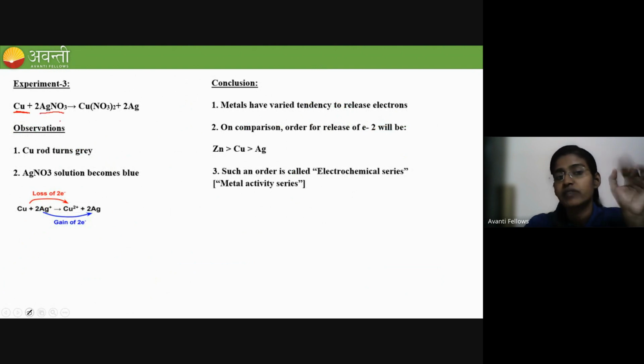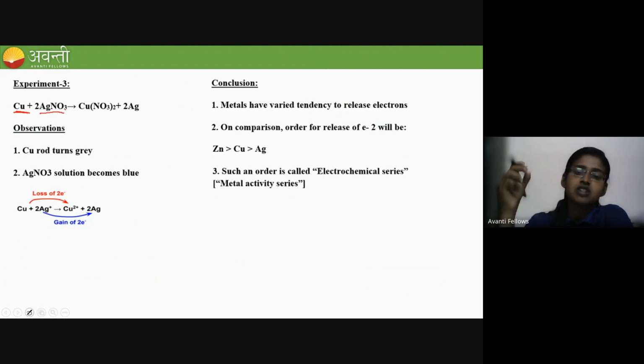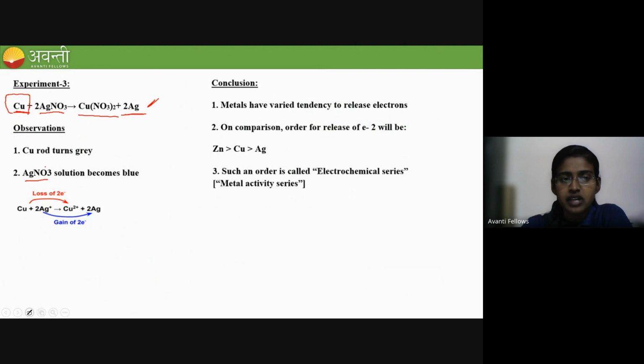Okay. Now coming to the third experiment, here copper is dipped into the silver nitrate solution. Instead of zinc nitrate solution, we are taking silver nitrate solution and dipping the copper metal rod inside it. Here the reaction is occurring and copper is able to displace the silver, so we get silver out and copper nitrate comes out as a solution. The copper rod turns gray and the silver nitrate solution turns blue.